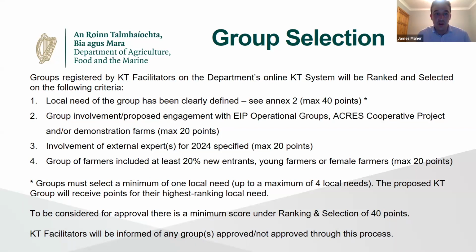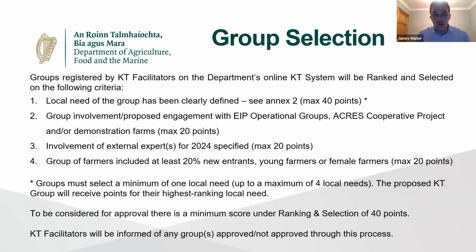And finally, whether the group of farmers that have been submitted includes at least 20% new entrant farmers, young farmers or female farmers, and again 20 points for that criteria. For the local need, the groups must select a minimum of 1 local need and up to a maximum of 4. And the KT group will receive points for the highest ranked local need under that particular criterion.